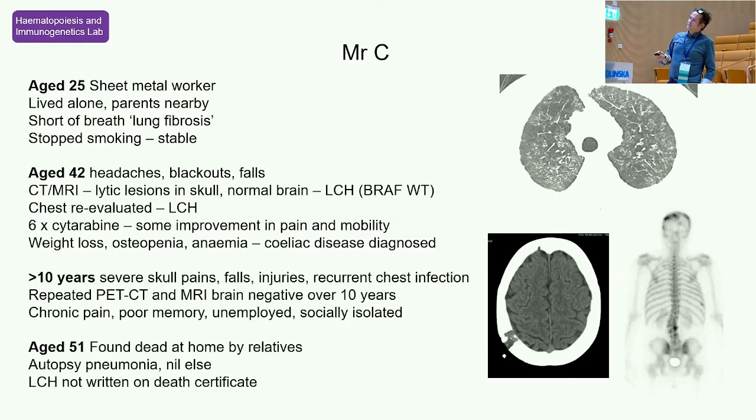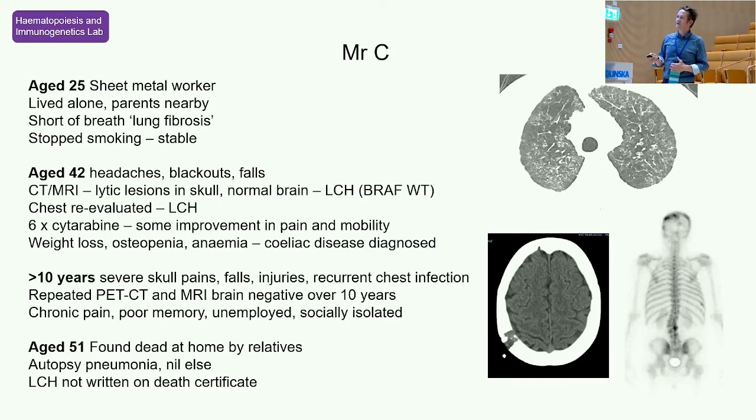And then for 10 years, he just got worse and worse skull pains. He was falling a lot. He used to get injured. He'd come in with this huge black eye where he tripped over. He got recurrent chest infections. He had repeated imaging over this 10 years, and the PET scan was never hot again. The MRI brain was always reported as normal, even though he had quite a noticeable cerebellar syndrome. And he had this chronic pain. His memory was terrible as well. And he lost his job.